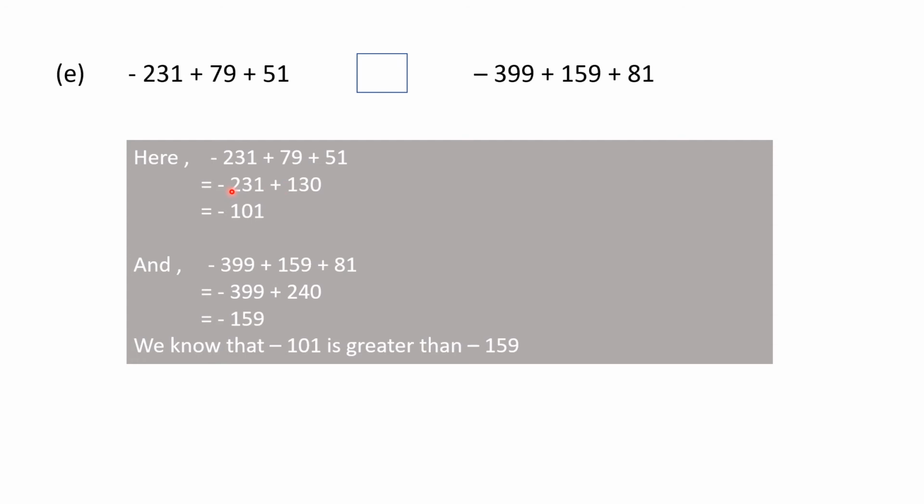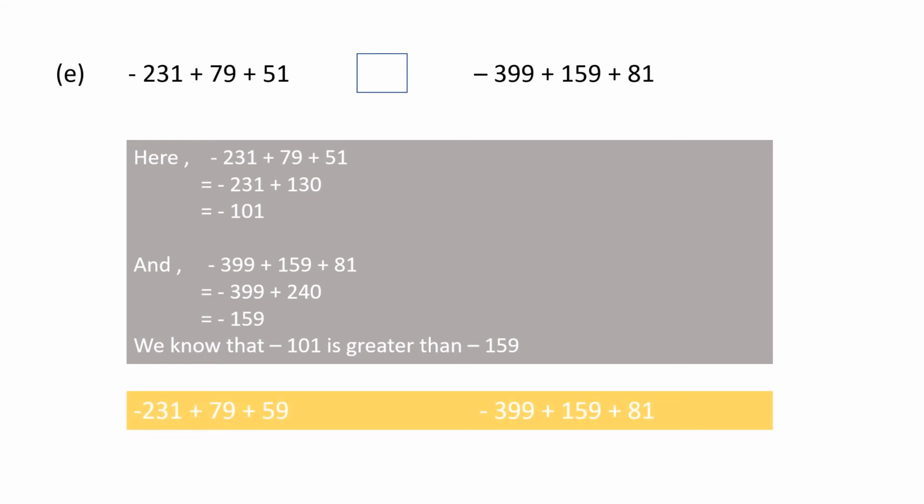Plus minus is minus and the greater number's sign is minus, so the answer will also have minus. And 231 minus 130 is 101. Likewise, the same procedure carries out here and I got 159. Now we know that looking at both the integers, minus 101 is obviously greater than minus 159 according to the integer comparison rules, right?